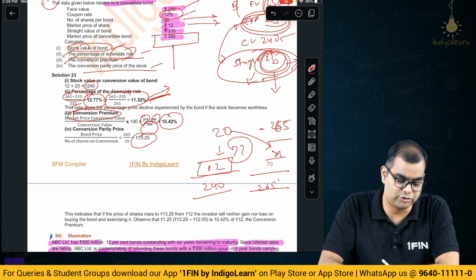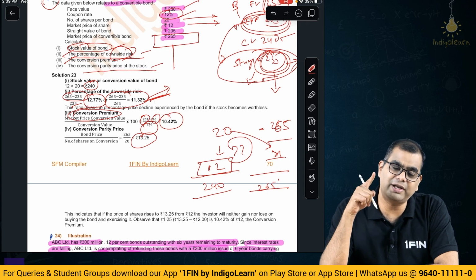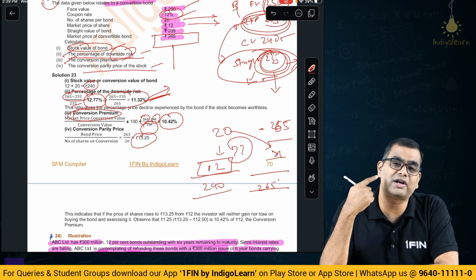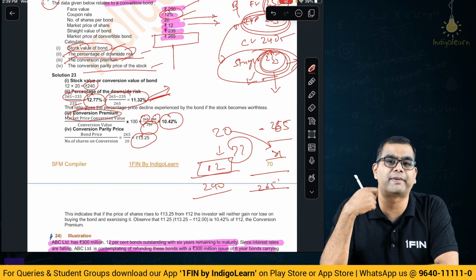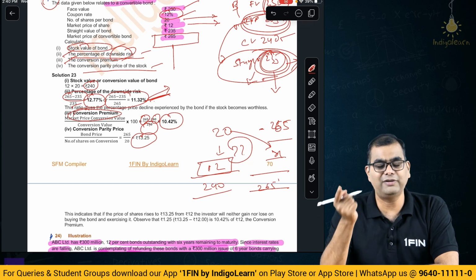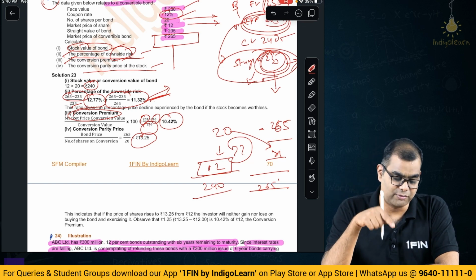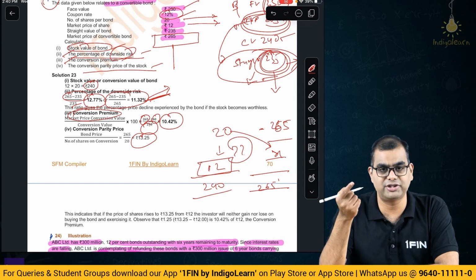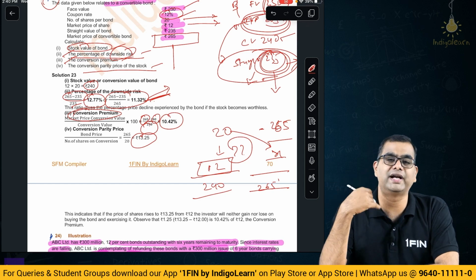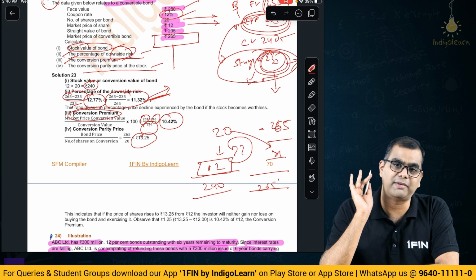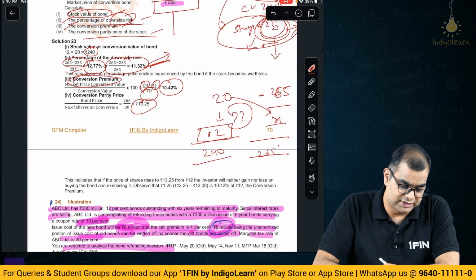You will get a value of 13.25. So if the equity price is 13.25, or if you are converting each bond at a price of 13.25, that will reflect existing bonds, whatever you get, 20 bonds per debenture, into the conversion rate. You will get a value which is equivalent to your current market price of the bond, which is 260. This indicates that the price of the share rises to 13.25 from the current 12.